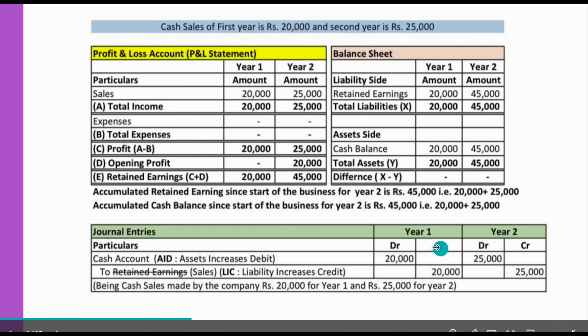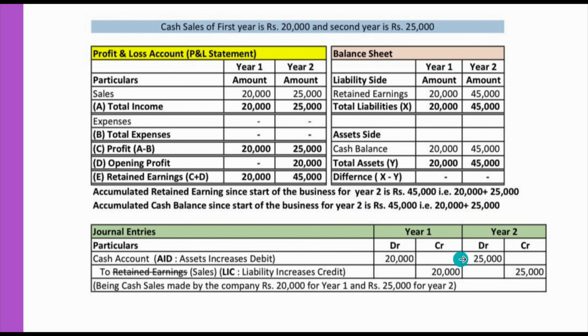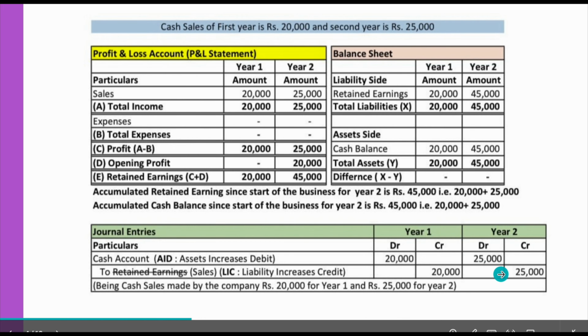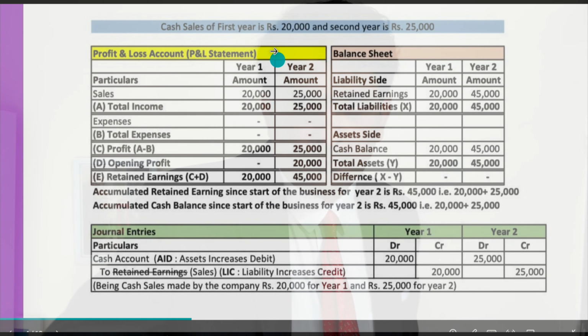For year 2, cash is 25,000. Cash balance is increasing by rupees 25,000 due to cash sales. So it will be debited, and retained earning will be credited by rupees 25,000. However, you will not write the word retained earning while passing journal entry, but you will write the word sales here. So being cash sales made by the company rupees 20,000 for year 1 and rupees 25,000 for year 2.